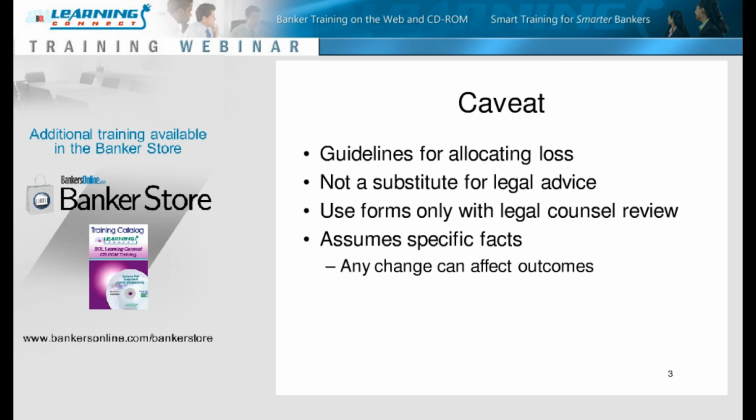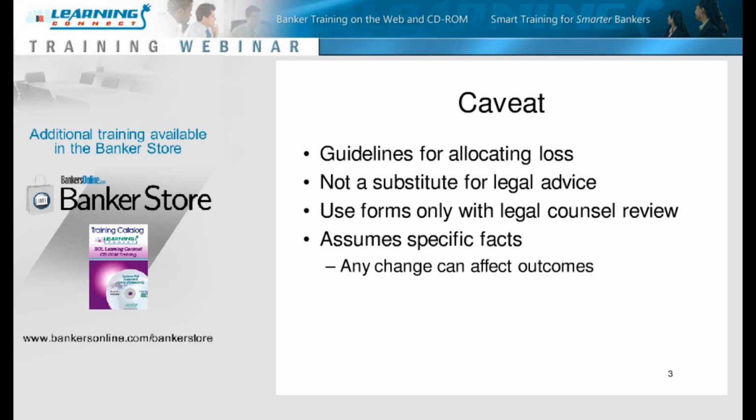We have some sample forms that are contained within the materials today that are not model forms. They're not forms that have been accepted by any government body or regulatory body. They are forms that have been used from time to time and may be adapted to your financial institution's use.